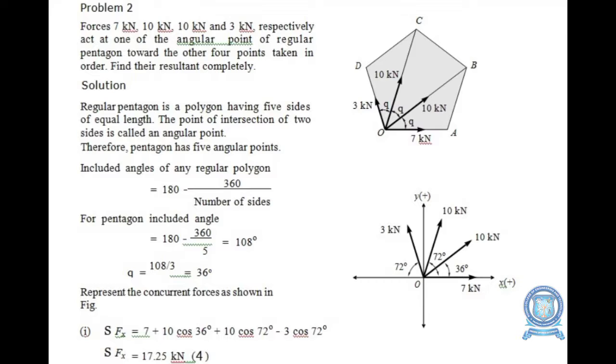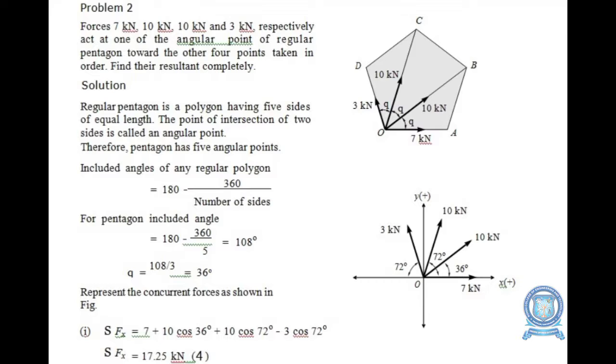Okay. So initially there are 4 forces given, that is 7 kilonewton, 10 kilonewton, 10 kilonewton and 3 kilonewton. These are the 4 forces acting from one of the corners of a regular pentagon towards the other 4 corners. Here, how can you draw the diagram? See figure 1. In that you can easily see that from point O, 4 lines are drawn to the rest of the 4 corners, okay, and it is taken in order.